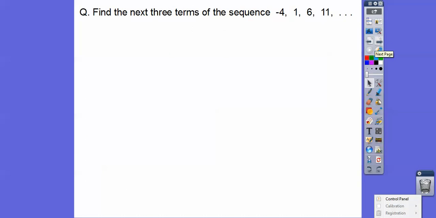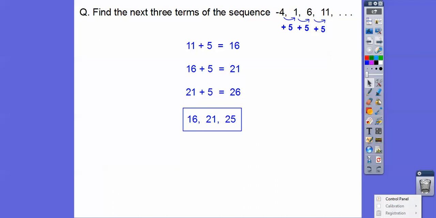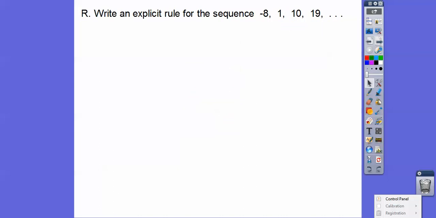All right, so find the next 3 terms of this sequence. Let's see what this sequence is doing. From negative 4 to 1, it's going up plus 5, yep, plus 5, plus 5. So that's our d, our common difference, so we just keep adding 5. Our next term is 11 plus 5, or 16. 16 plus 5 is 21, then 26. There's our next 3 terms.